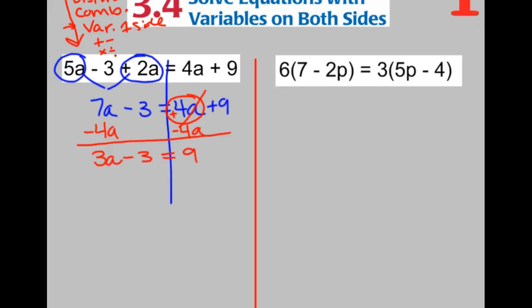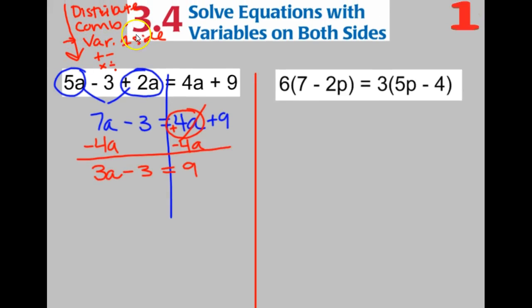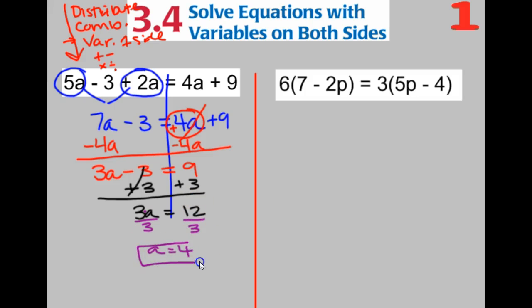And then our next step, variable on one side, we did that. Now we're going to get rid of addition and subtraction. So the opposite of subtracting 3 is adding 3. So we have 3a equals 12. And then last, get rid of your multiplication or division. This is multiplied, so we need to divide by 3. 12 divided by 3 is 4.